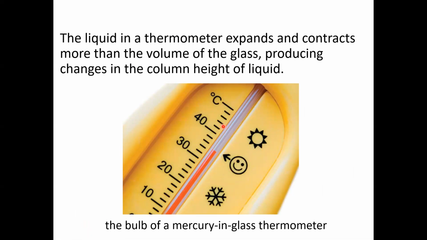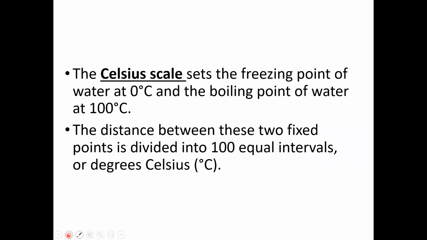So the thermometer is a glass container with a liquid, which is mercury. The liquid in the thermometer expands and contracts more than the volume of the glass, producing a change in the column height of the liquid.